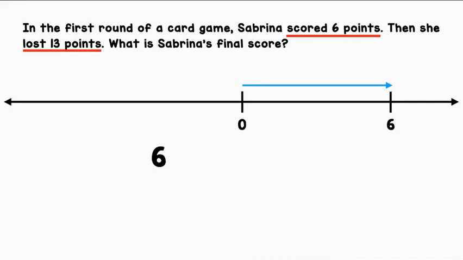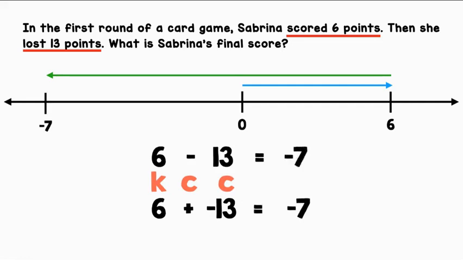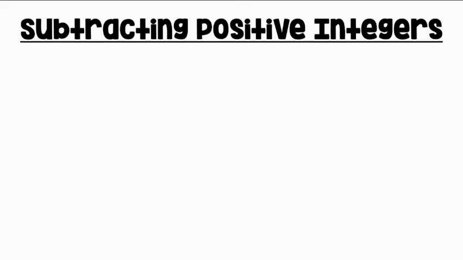Then she lost 13 points. So let's subtract 13. That will give us Sabrina's final score. Let's keep the 6, change subtraction to addition, and change the positive 13 to negative 13. That will give us negative 7. Sabrina's final score is negative 7.